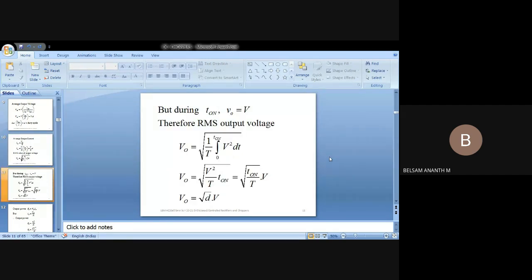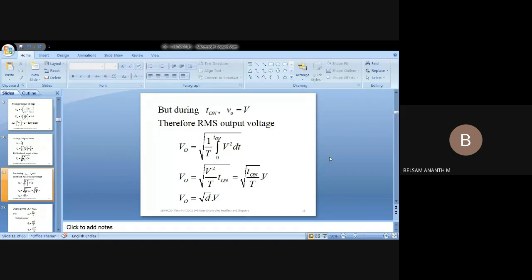Okay, but during T on time, what is the value of the output voltage V? Because we assumed that during the T on time only we have a voltage, but during the off time we don't have the voltage. That is the basic operation of a chopper we have discussed. Therefore, the RMS output voltage equals 1 by T integration from 0 to T on of V square into dt. If you take the integration out, what will happen? V square by T into T on, so V you can take outside the square root. So V into root of T on by T.